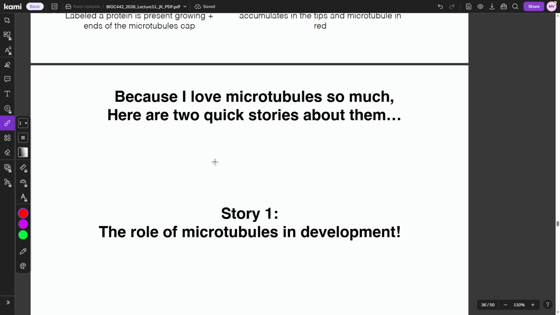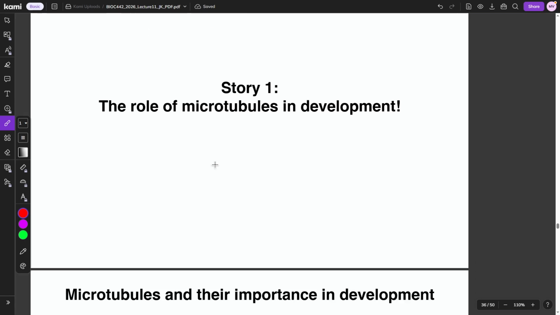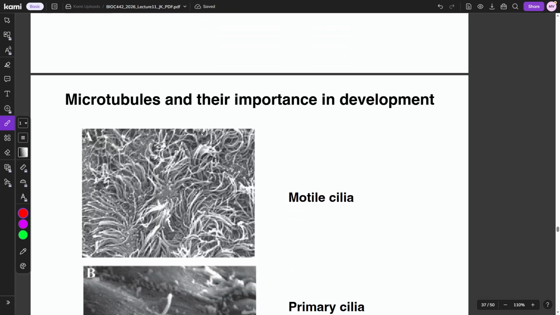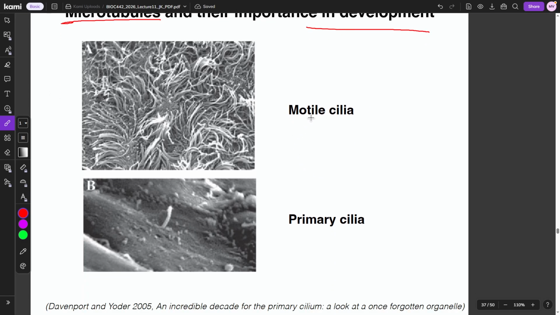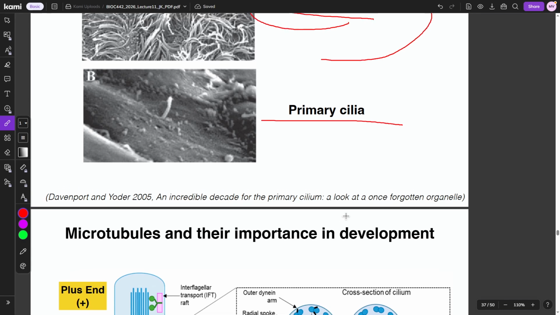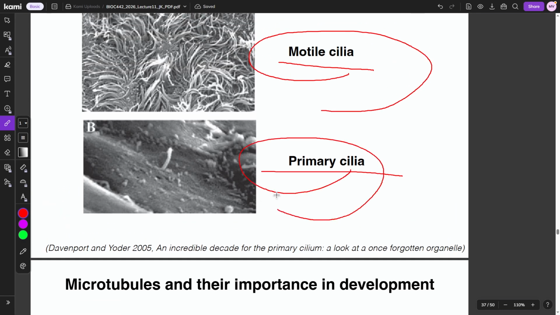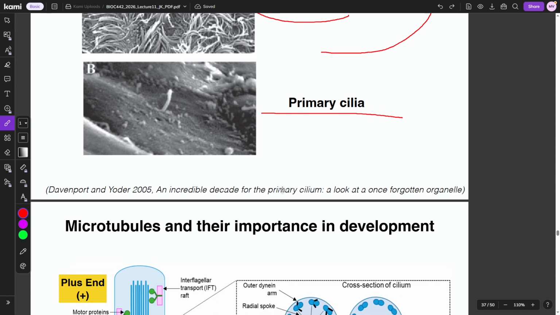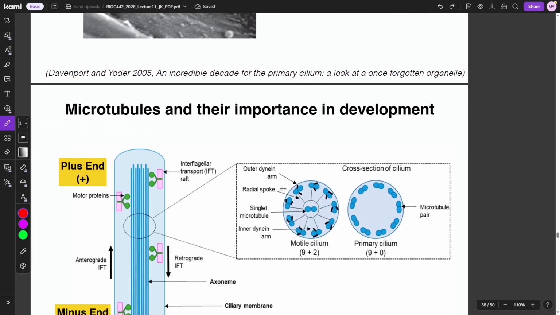Yeah, so these stories, I think, are important in principle to understand. So I'll go ahead and talk about them a little bit, but I won't harp on them too much. So microtubules are very important in development. So motile cilia and primary cilia. Motile cilia help in movement, and primary cilia, I actually can't remember exactly how primary cilia are super helpful. You guys talked about it in terms of hedgehog and stuff like that, so that's one way to think about it.